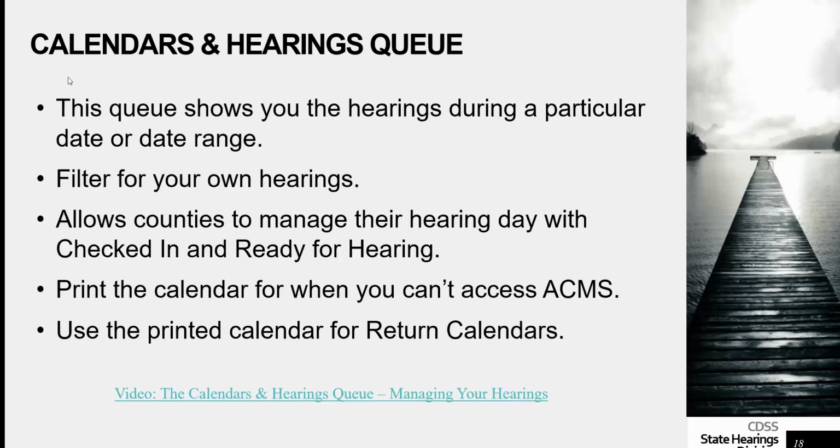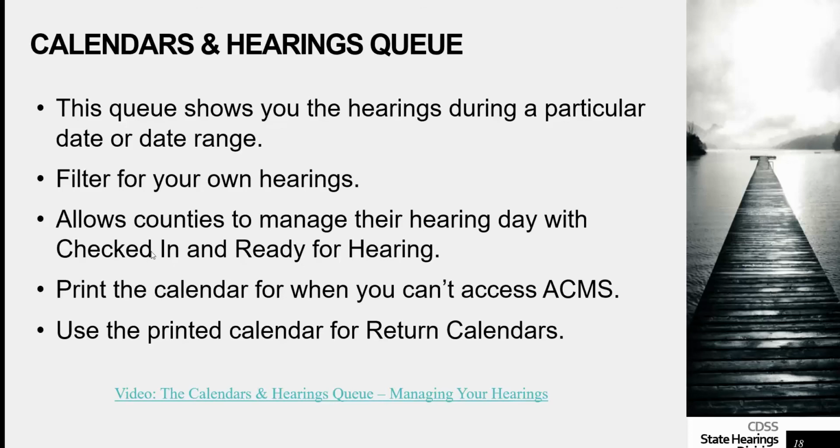Now, one of the most important queues that you'll find at the bottom of the home screen is the calendars and hearings queue. This queue shows you what hearings are coming up during a particular date or date range that you specify. You can filter for your very own hearings, that's you as a hearing representative or you as an agency. It allows you to manage your hearing day.